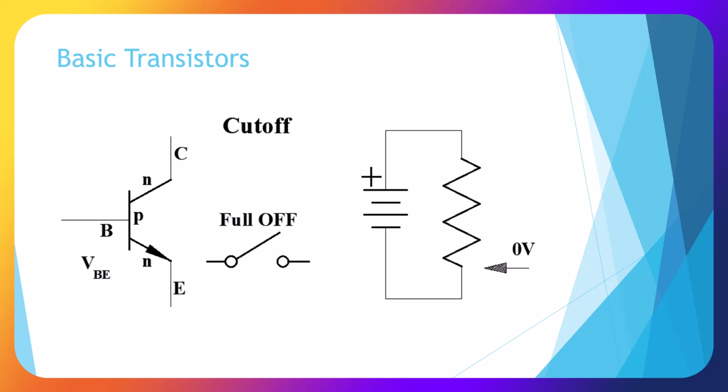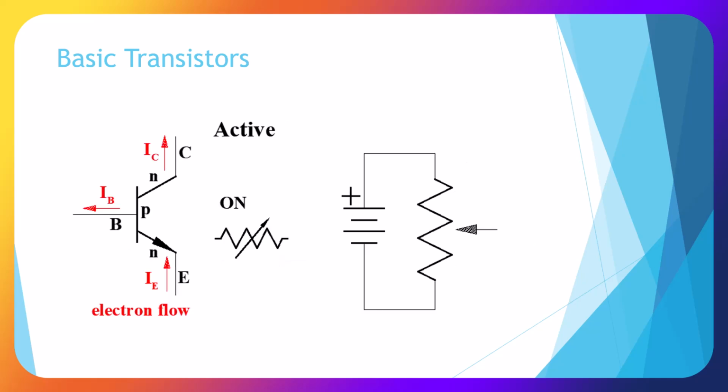The second condition of transistors will be cutoff. Cutoff means fully off, no conduction flow. So switching transistors operate in saturation or cutoff, full on or full off. The next operating region would be active. It's somewhere in between, acting basically like a potentiometer. So transistors that are used as amplifiers would be in the active region.